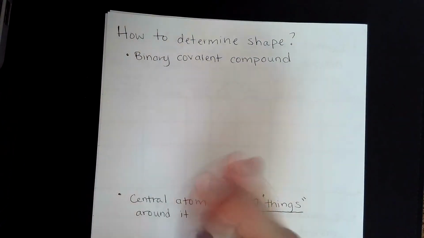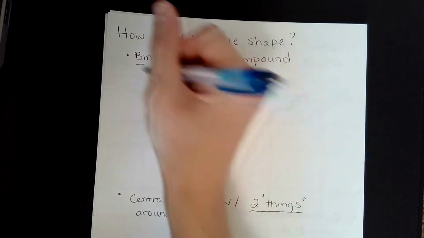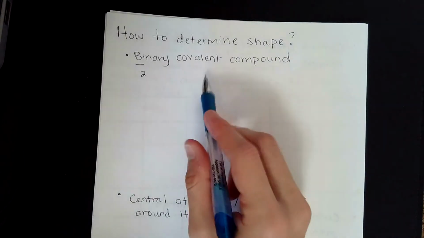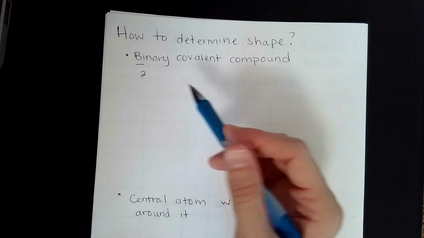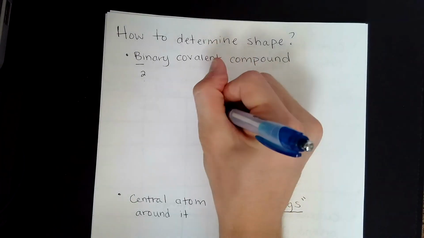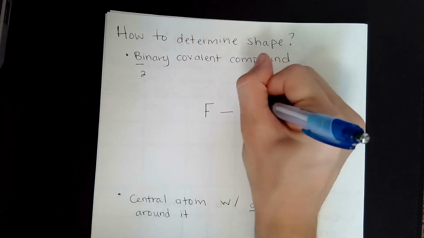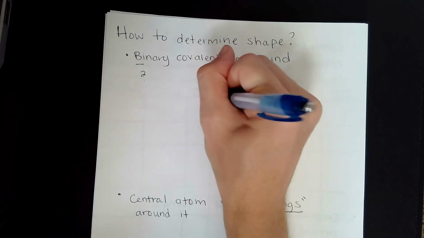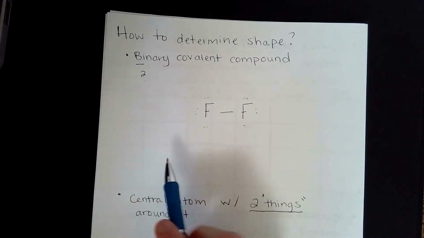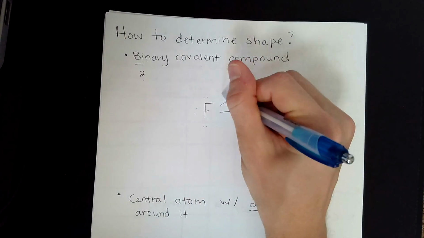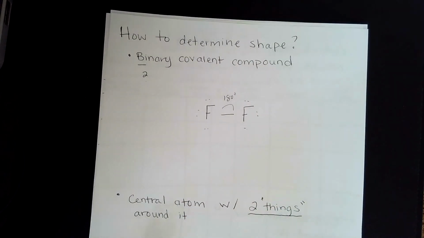If we look at what's called a binary covalent compound, remember the prefix bi? That just means two. So that means a covalent compound with just two things. So that might be something like our two fluorine atoms. If we have two fluorine atoms, then they're going to be in a linear shape because 180 degrees is the farthest apart that these two can be from each other.